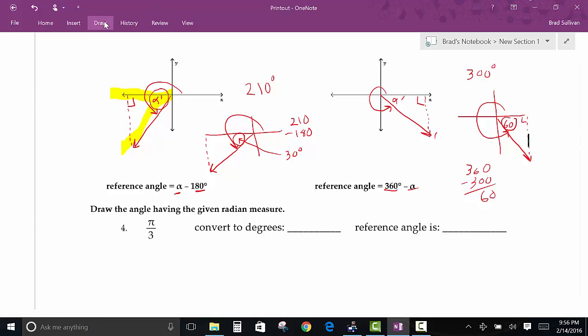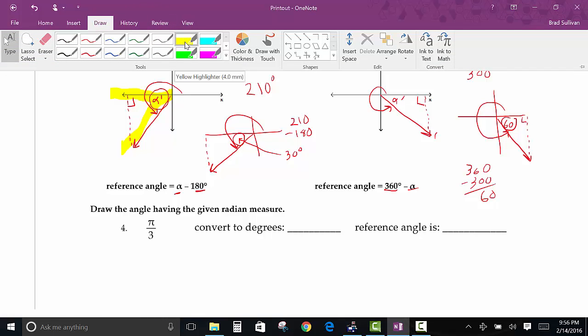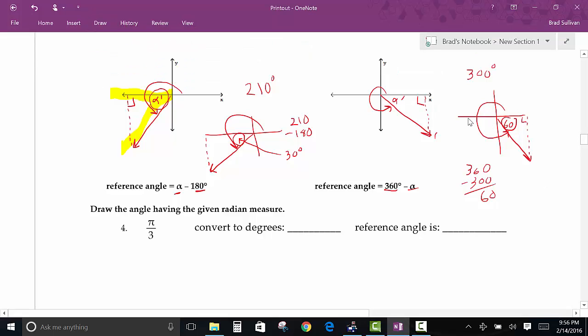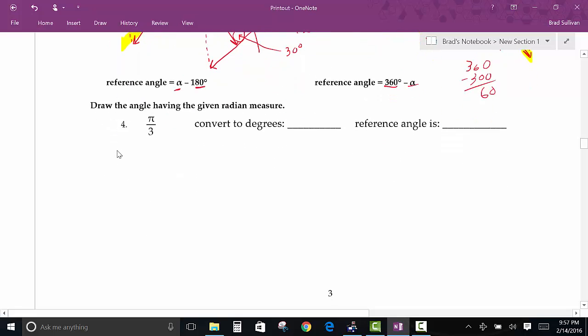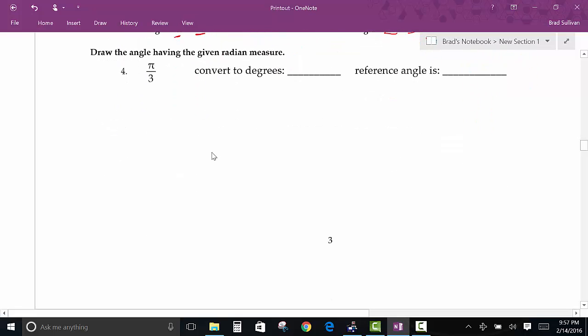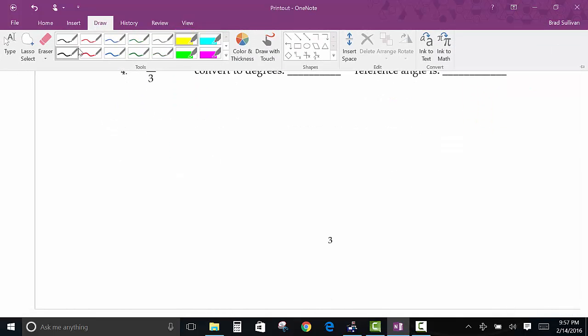Again, the key thing is to look at what these reference angles are talking about. If you're in quadrant 4, you're looking at the x-axis and the radius. We're always looking at the x-axis as part of that reference angle and then the radius. So it's always an acute angle. Okay, so let's do some work with this for a few minutes.